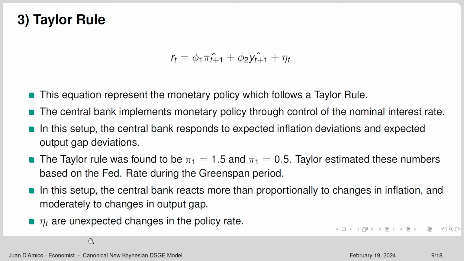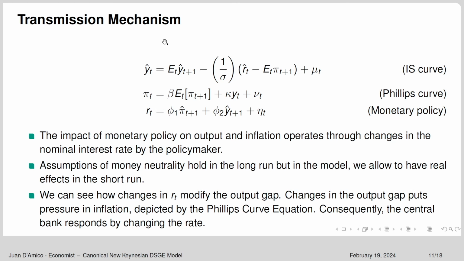Now, these are unexpected changes in the policy rate. Let's discuss now what is the transmission mechanism. This is how changes in the nominal rate are going to have an impact on the IS curve and the Phillips curve. So the impact of monetary policy on output and inflation operates through changes in the nominal interest rate by the policymaker. The assumption of money neutrality only holds in the long run in the model, but we are allowing real effects in the short run.